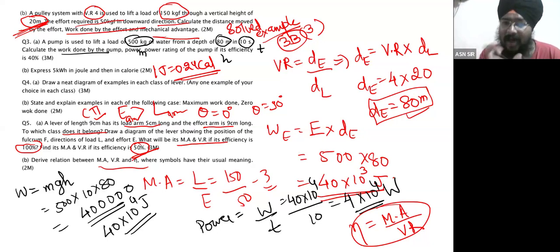Zero work done means your answer should be 0. The work done will be 0 when theta is 90. In case of theta 90, circular motion can be taken as an example because of the centripetal acceleration or centripetal force. In circular motion the work done is 0. So in case of zero work done, the example is circular motion, theta equal to 90 degrees, and in maximum work done, theta will be 0. An object coming down under the force of gravity can be taken as an example.